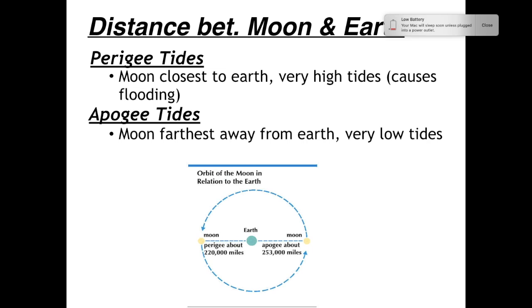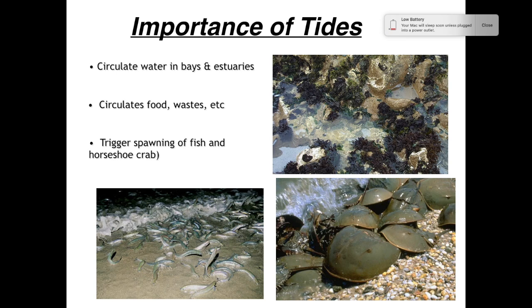Okay, and then we have some distances between the moon and Earth. When the moon is closest to the Earth, you have a perigee tide. When the moon is further away, you have an apogee tide. The importance of tides is that they will circulate water. It can circulate food, waste. It can also trigger spawning, the reproduction of different fish and crustaceans.